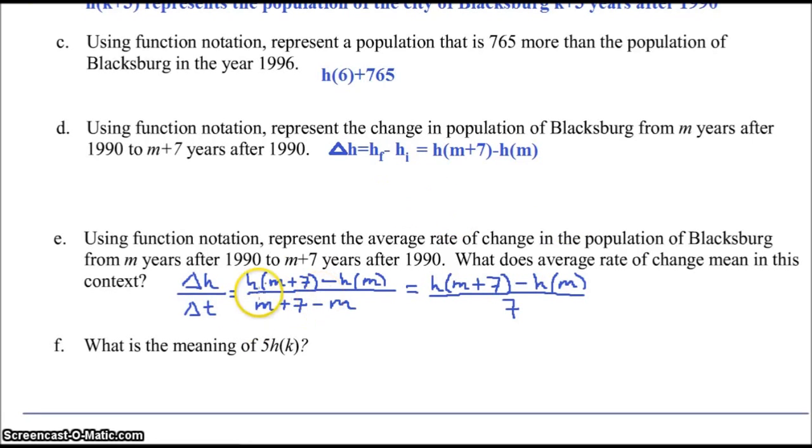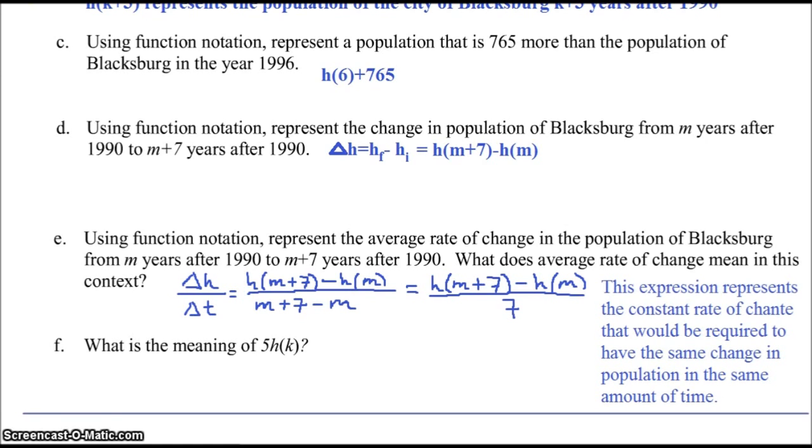And that change in population, as we saw from the previous problem, is just h of m plus 7 minus h of m, divided by the change in time. Well, the final time was m plus 7 and the initial time was m. Notice that when we subtract those, the m's cancel out, we get 7, and that 7 just represents the change in time from year m to m plus 7. There were just 7 years in between. And this is our average rate of change.